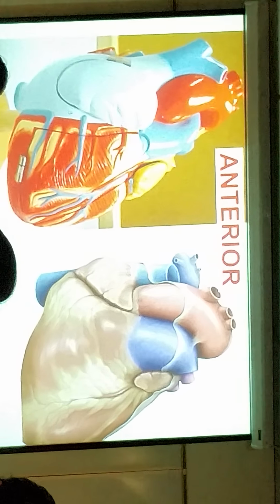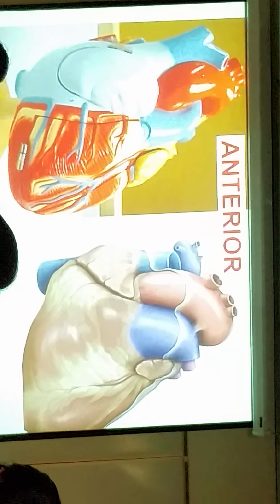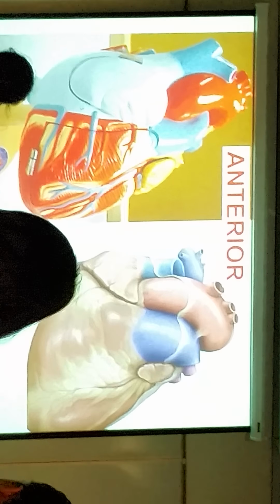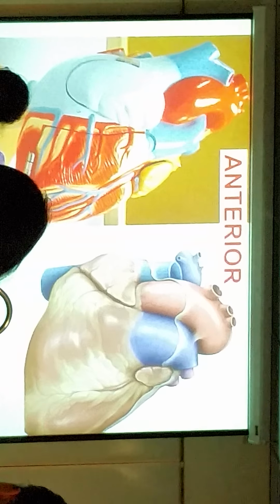Here's the ascending aorta. Here's the aortic arch. Here are our three branches of the aortic arch. Brachiocephalic trunk, left common carotid, left subclavian. Let's see. What about this artery right here? Which one is that?